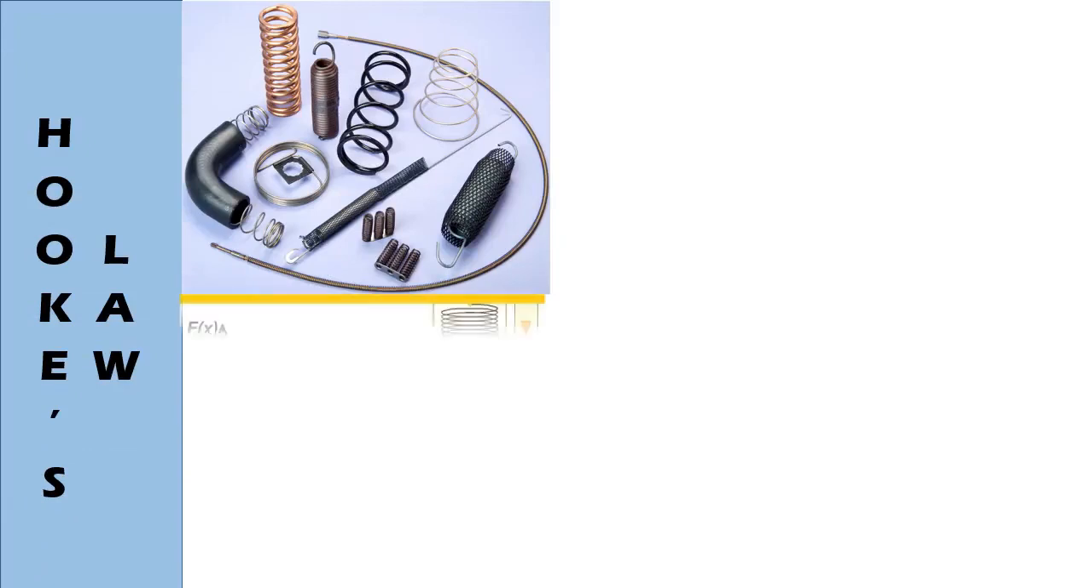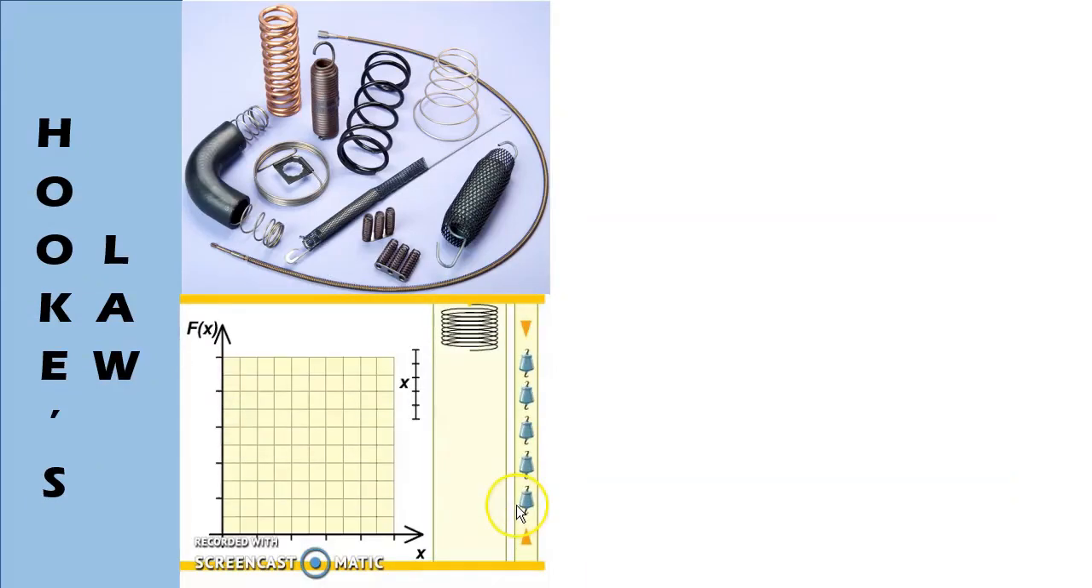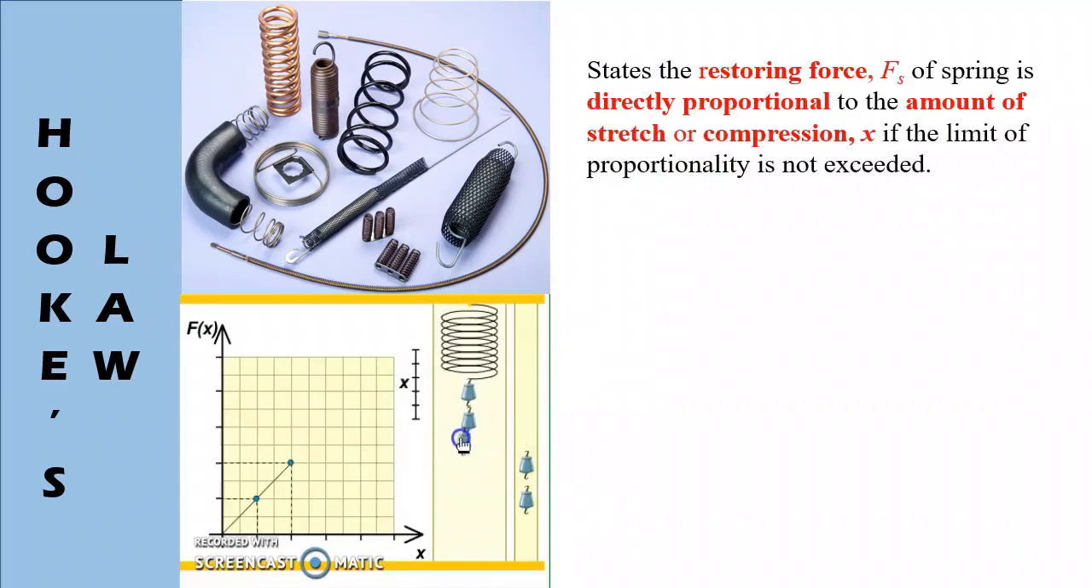Hooke's law. Now we put load by load on the spring and the graph becomes linear. Hooke's law states the restoring force Fs of spring is directly proportional to the amount of stretch or compression x if the limit of proportionality is not exceeded.